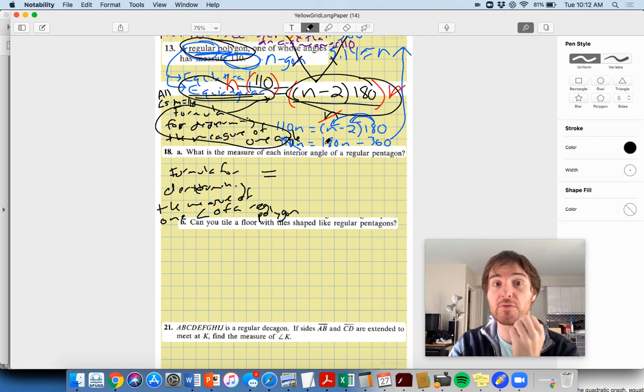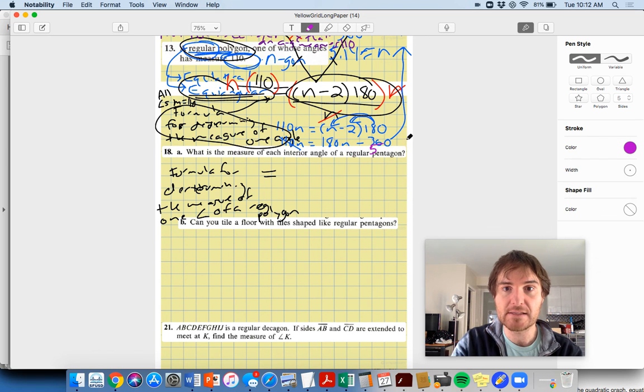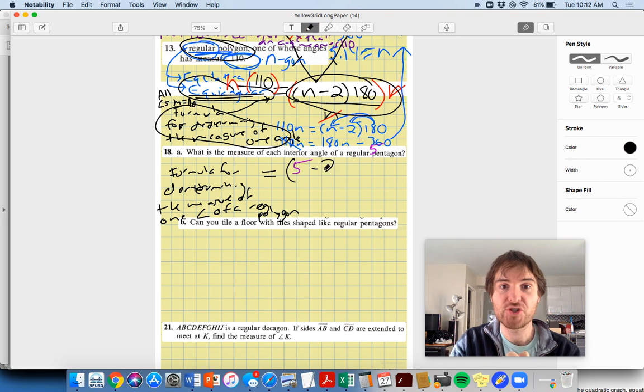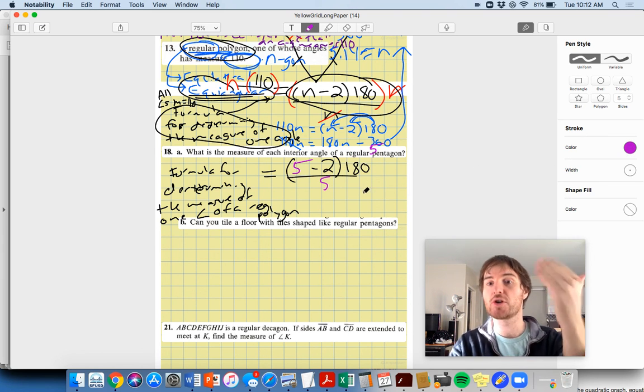So I'm just going to substitute the 5 in here. Remember, a pentagon has 5 sides, and therefore 5 angles. So we're going to do 5 minus 2 times 180 over 5. We're just going to take how many degrees are in a pentagon, which is 540.